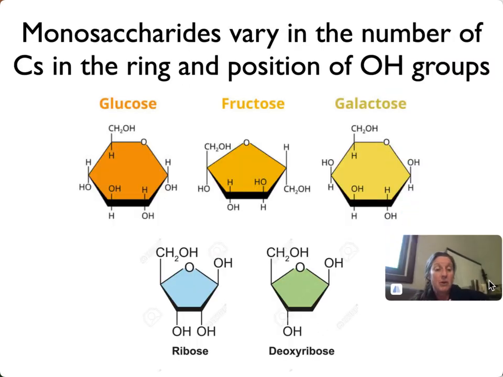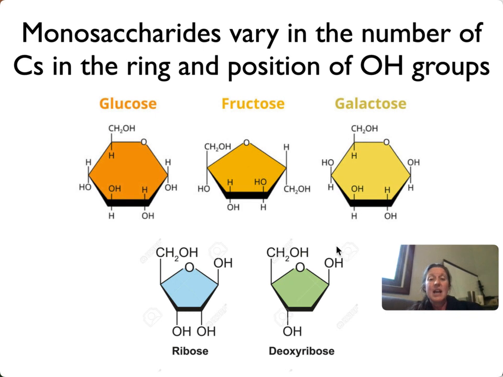Okay. Now, there are a number of different monosaccharides. They vary in terms of the number of carbons in the ring. So this one has 5 carbons in the ring and 1 dangling off to the side.